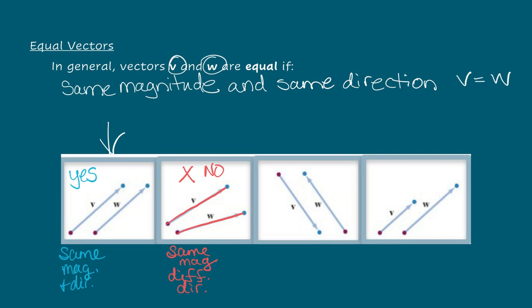Now, if you look at the next set, those look like they're going in the same direction. They have the same angle, but this one is pointing up this way and this one is going this way. So these are not the same. No, those are not equal. They have the same magnitude, but opposite directions.